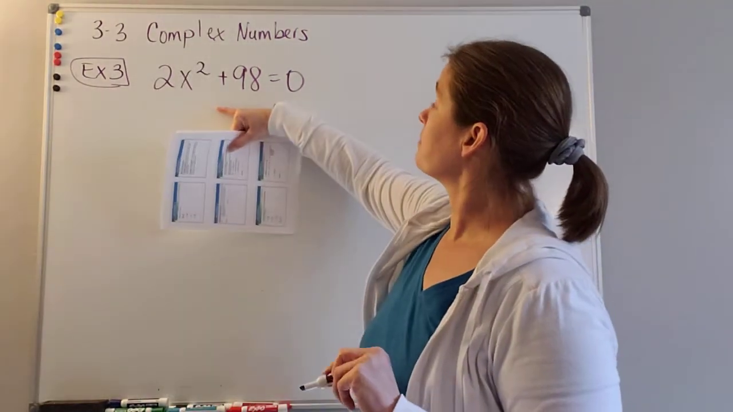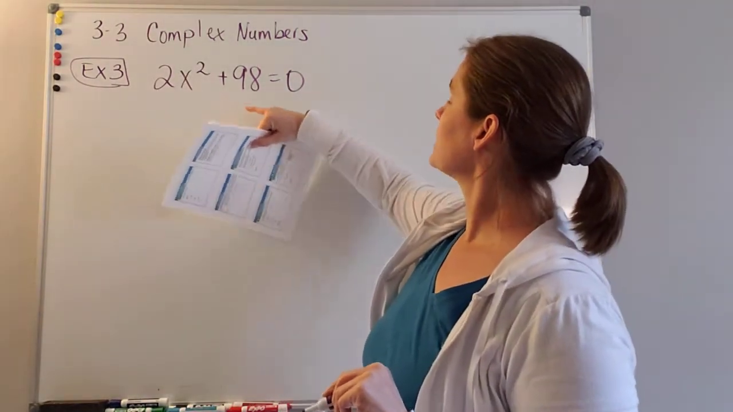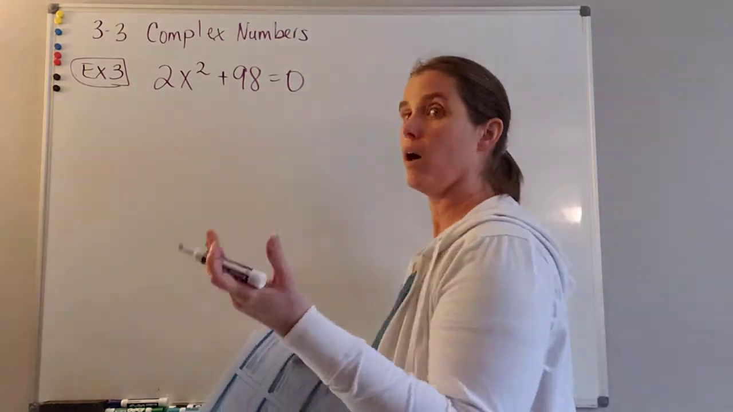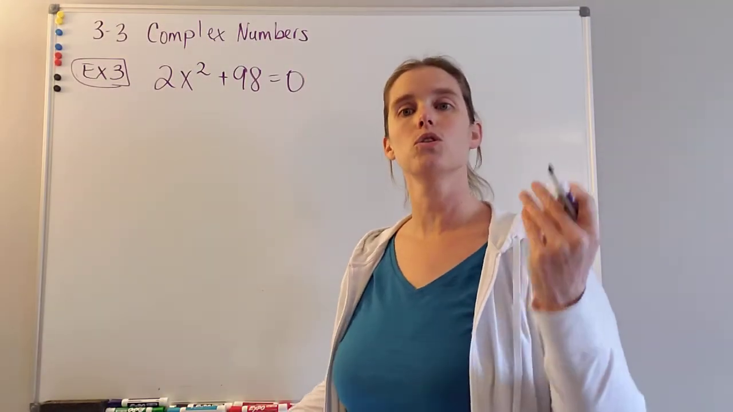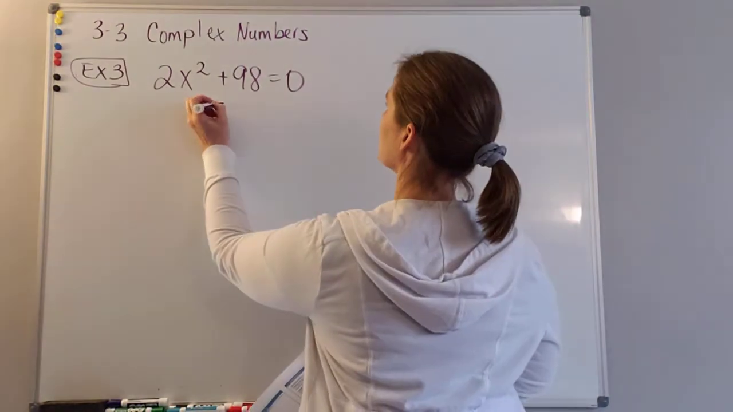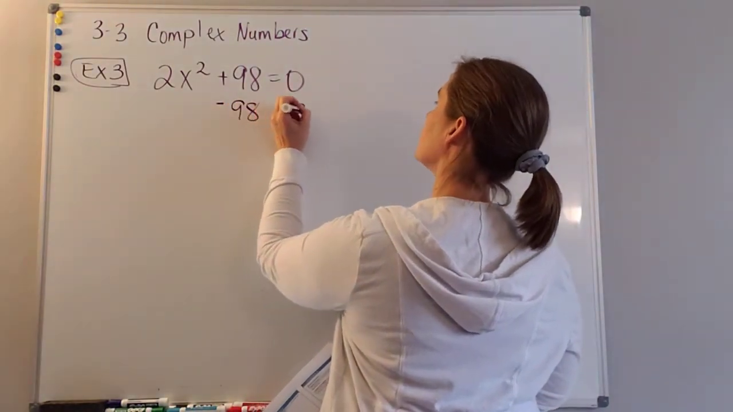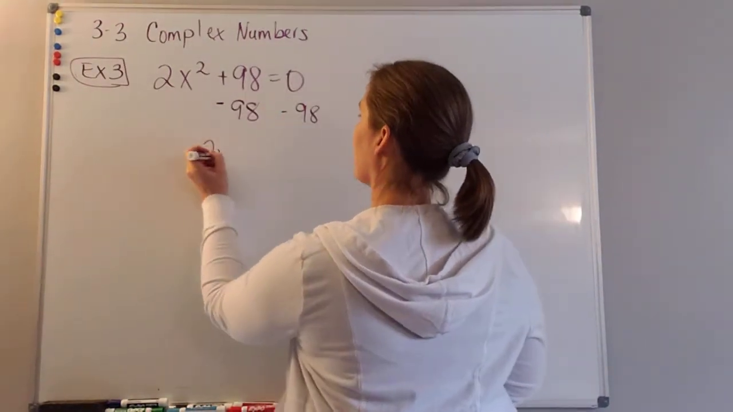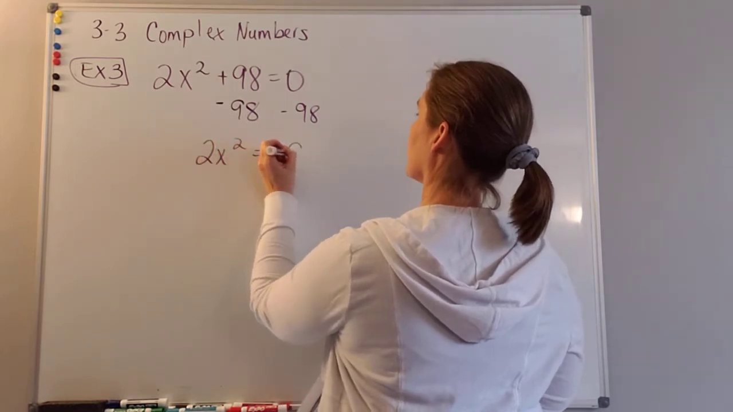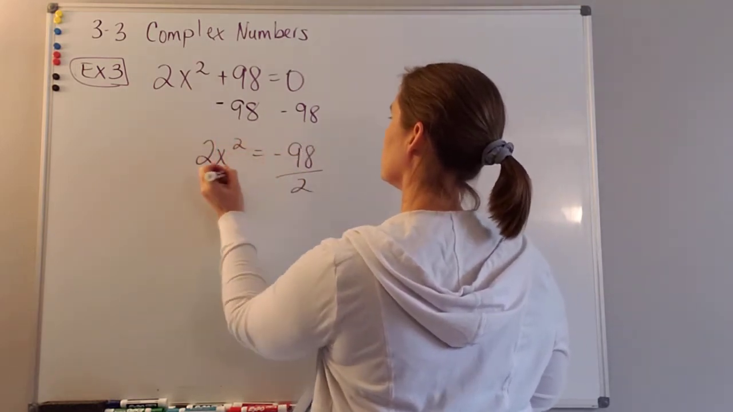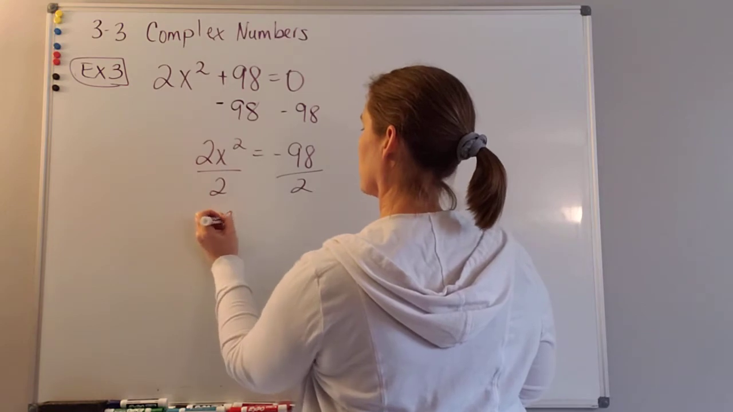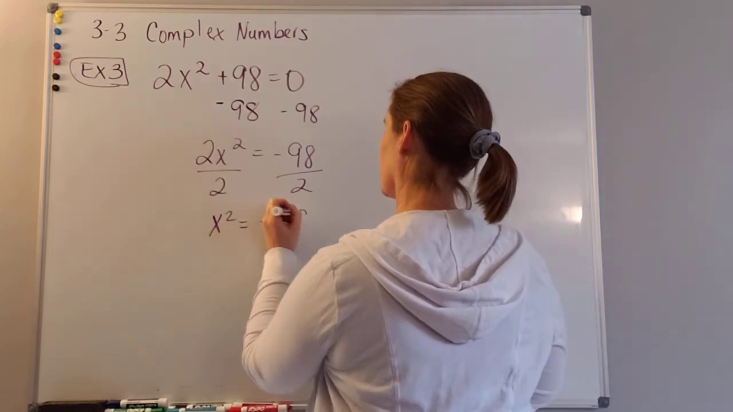So I've got an equation, 2x squared plus 98 equals 0. Well, basic algebra tells you isolate the variable, so we're going to subtract 98 from both sides. 2x squared equals negative 98, divide by 2, x squared equals negative 49.